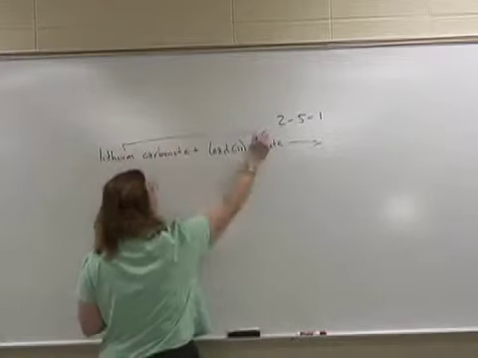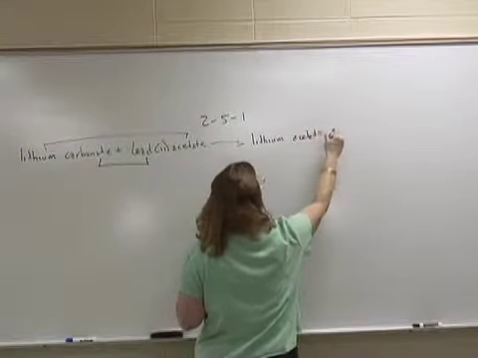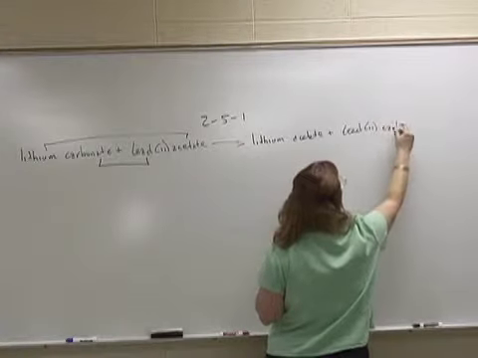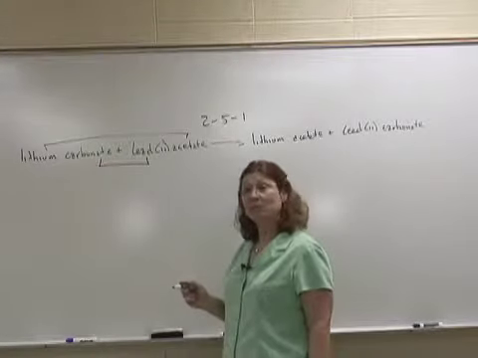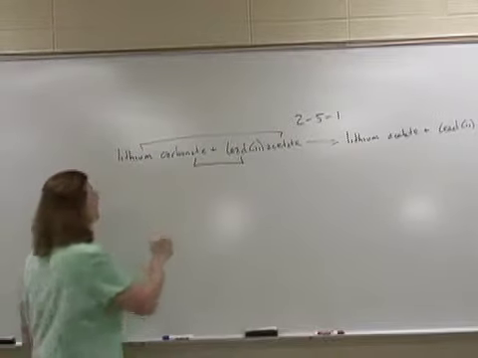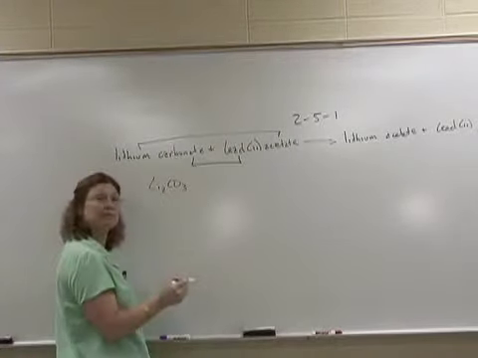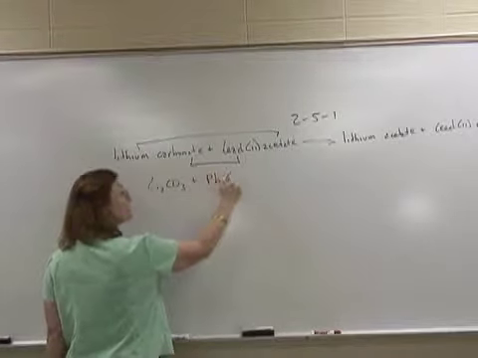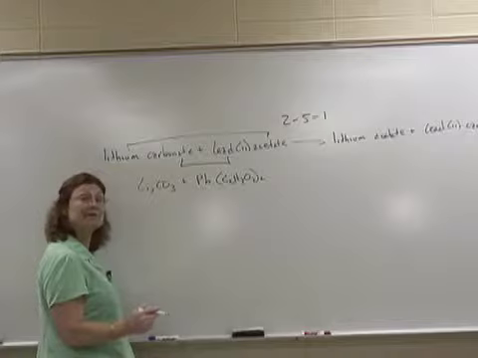And I get lithium acetate plus lead 2 carbonate. That would be worth 4 points. Now, I also need to get a balanced formula equation. Lithium has a +1 charge and carbonate is -2. So my formula has to come to 0. Plus lead is +2 and acetate is -1. And those would be my formulas.